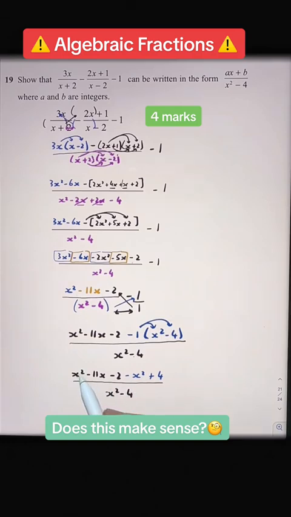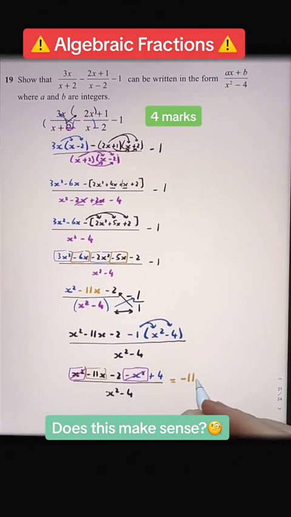Collecting like terms on the top, here I've got x squared, subtract x squared. They're like terms as they both end in x squared. Well, 1 lot of x squared take away 1 lot of x squared will cancel. Collecting my single letters of x, here I've just got negative 11x, so I'm just going to write that down. Simplify my number terms. In this case, I've got plus 4, subtract 2. Well, 4 take away 2 will simplify to give us positive 2. And on the bottom, I've still got x squared minus 4.